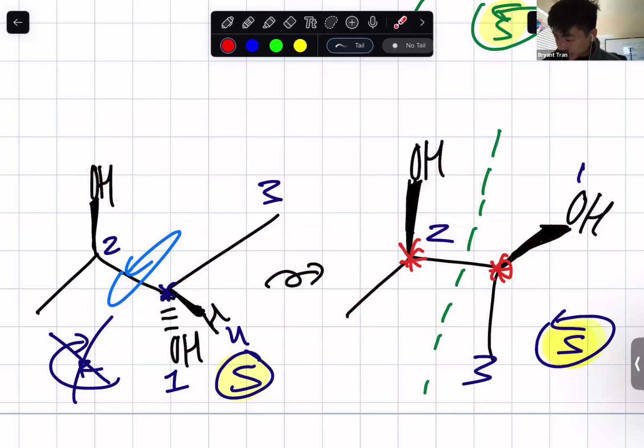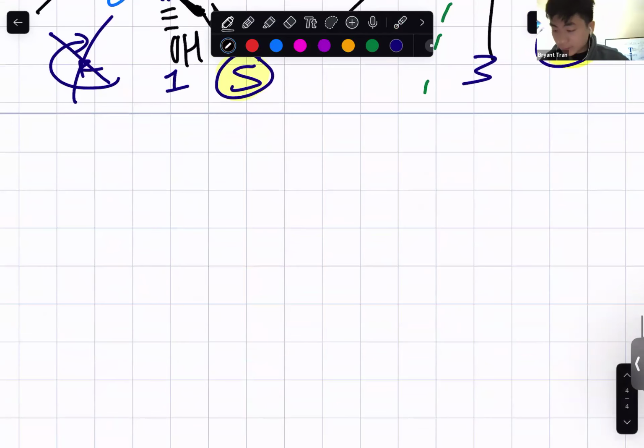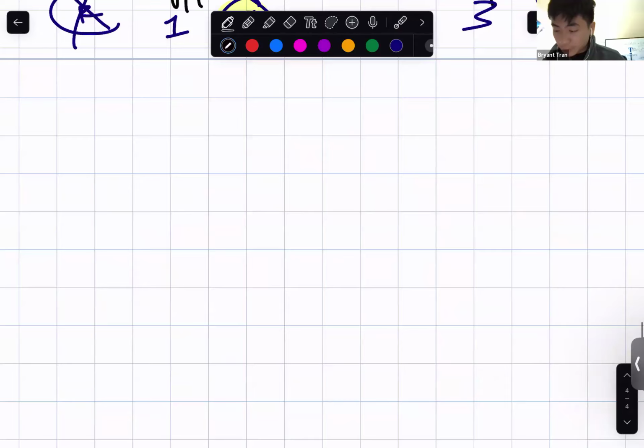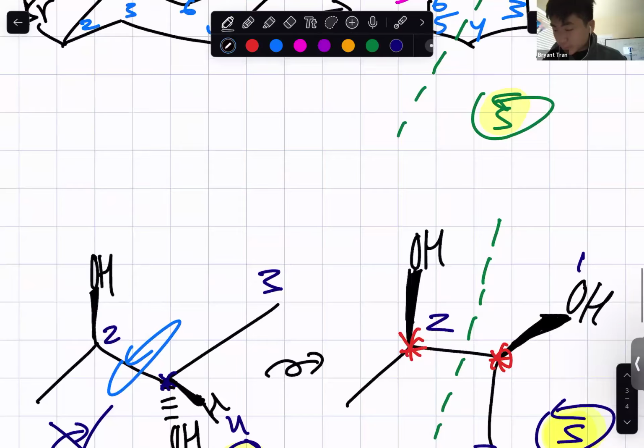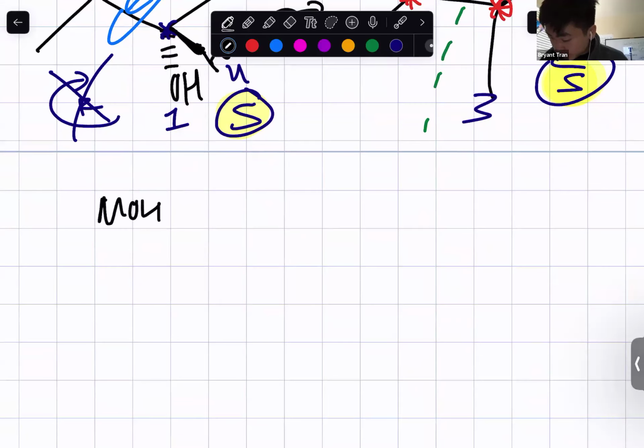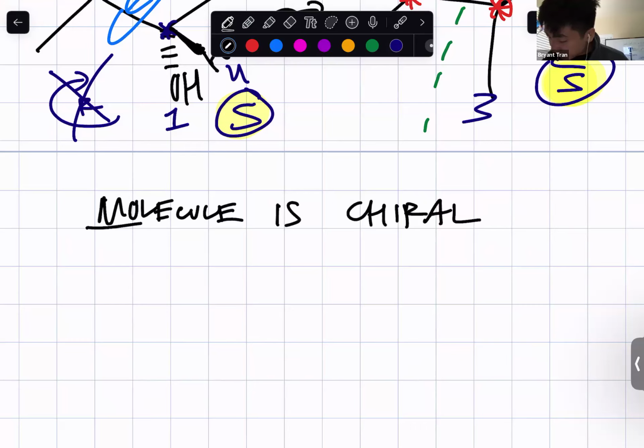Okay, nice. The next thing is going to be E/Z stereochemistry, and this is used for alkenes, right? Before we talk about that though, I wanted to also mention something. A molecule is chiral when there's at least one chiral center.